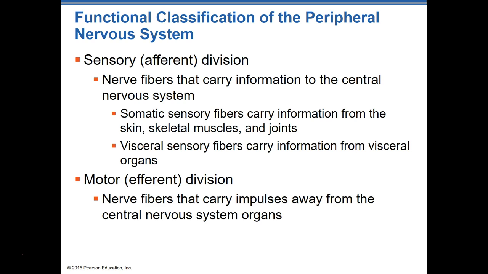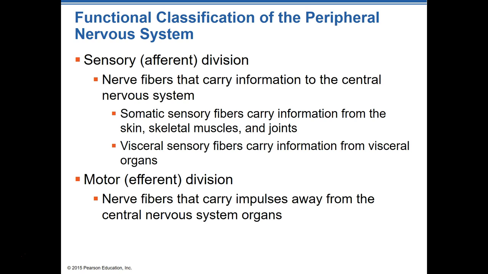The peripheral nervous system breaks down again into two more parts. So central nervous system, all one part. Peripheral nervous system, now we're breaking it down into two parts. The two parts are the afferent division, the division that carries information to the central nervous system, okay? And the efferent division that carries information away. The afferent division carries information from sensory nerves located throughout the body. In the skeleton, we call it somatic, and in the organs, we call it visceral. So the sensory division can be divided into somatic and visceral divisions.